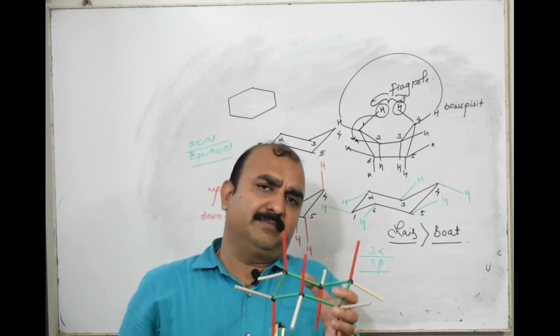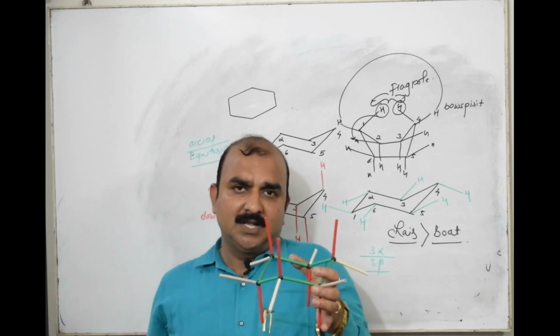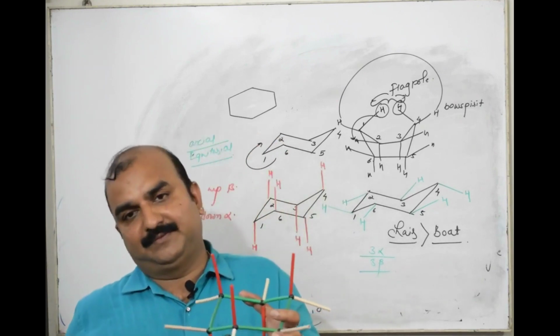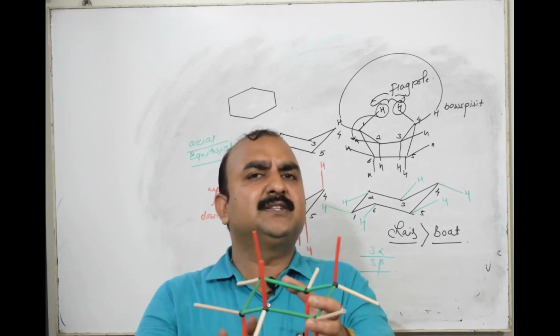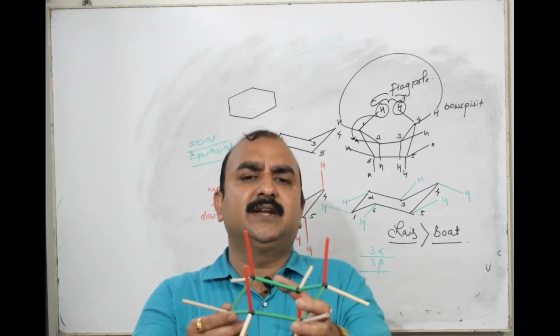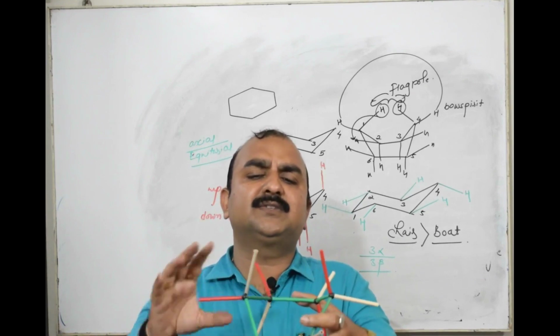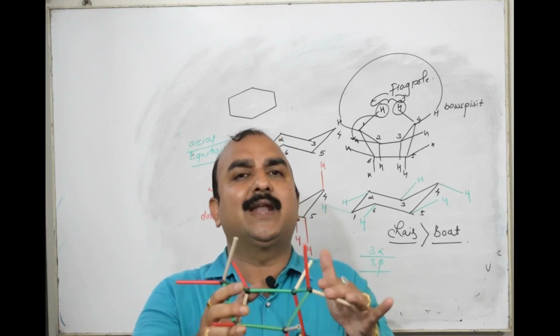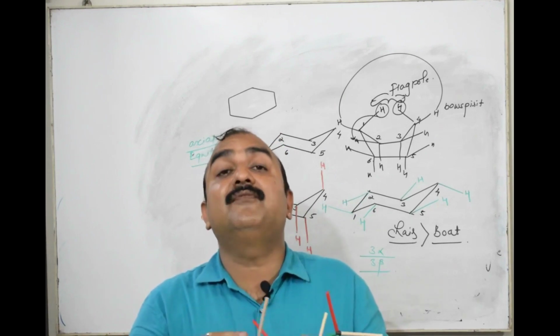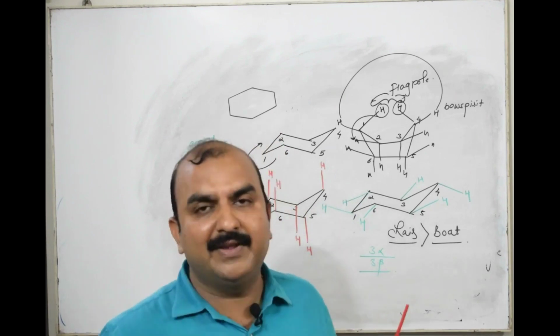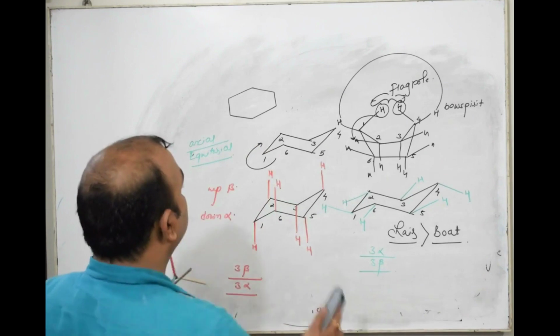Now this chair conformation at room temperature does not remain like this. It converts from this one form to another form, and this phenomenon is known as the ring flipping phenomenon. Now we are going to discuss the ring flipping phenomenon.